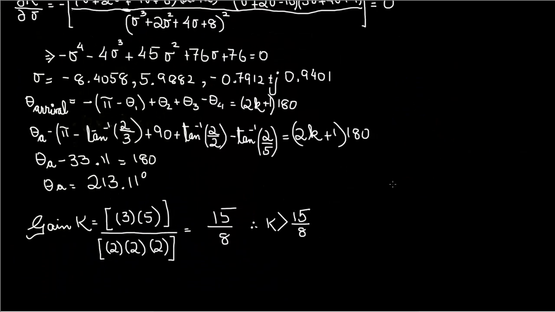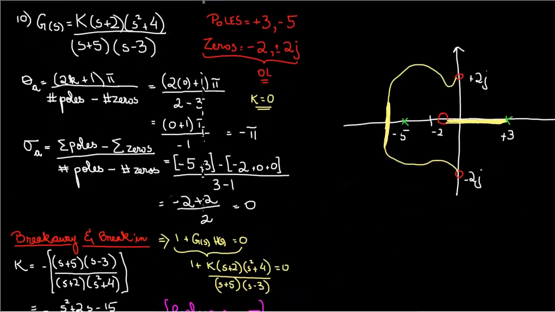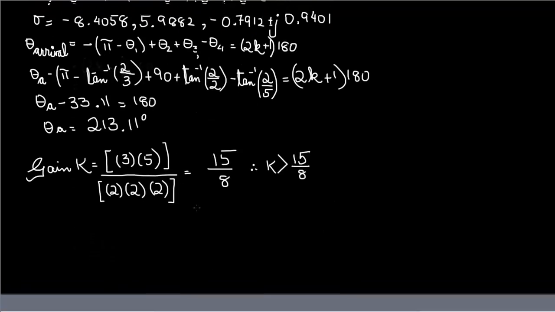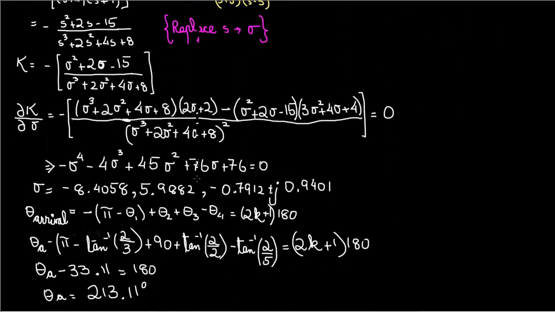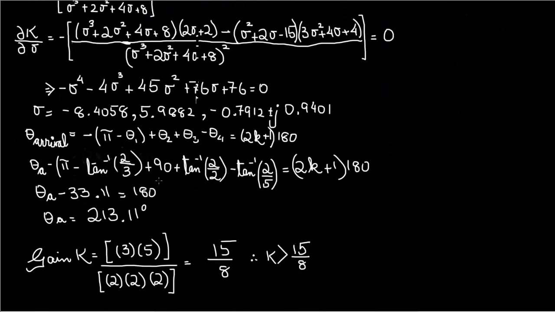And I think they ask you to find the gain k value. To do that, you multiply the values you found for your poles and zeros. In our case, the poles are 3 and 5, and your zeros are going to be 2, 2, and you have 3 zeros, so it's going to be 2 times 2 times 2, which is going to give you 8. So k, it tells you that 15 over 8 is less than k.